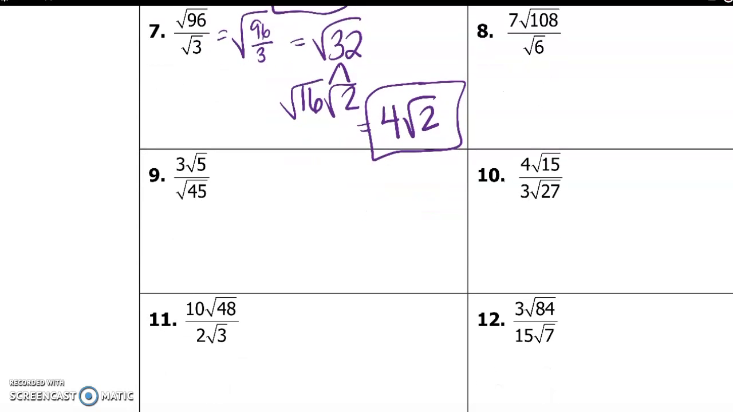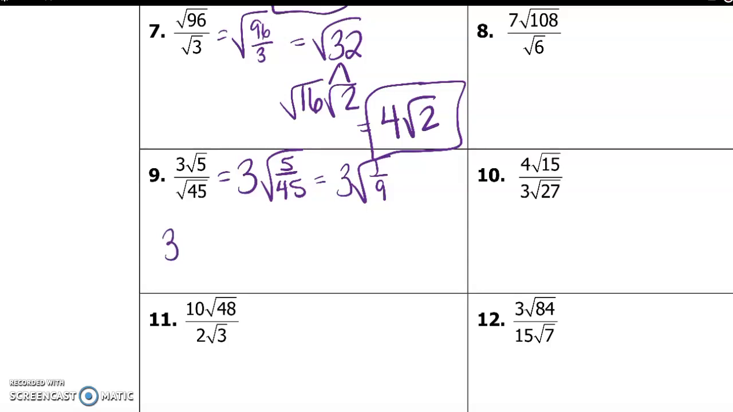For number 9, the 3 is just going to come along. So I'm going to write all the steps out again like I did up in number 5. We're going to have the 3, and then we need to simplify 5 over 45. 5 over 45 simplifies to 1/9. So we have 3 square root of 1 over 9.